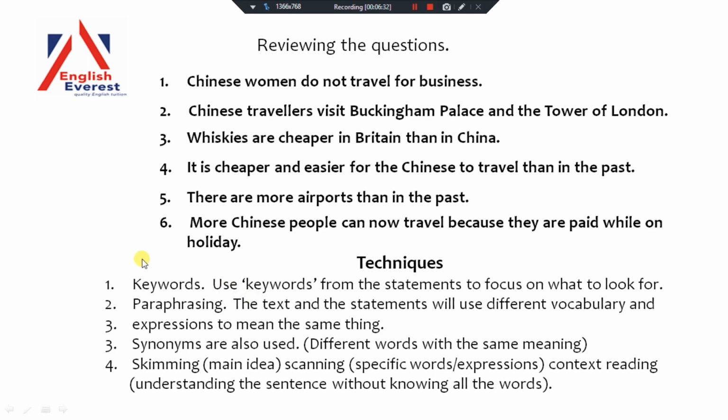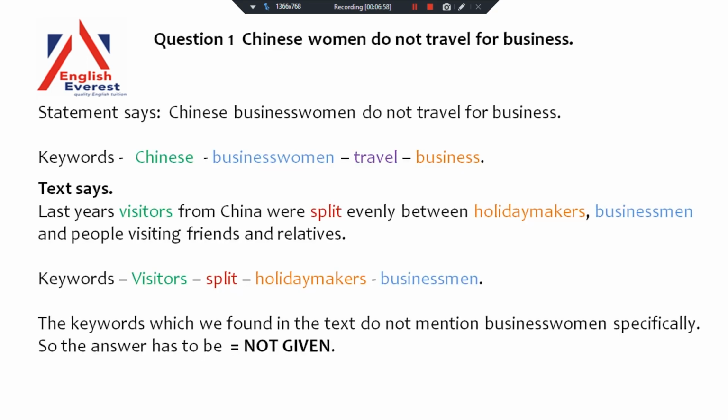Again, here you've got your techniques. Use keywords to focus on what to look for. Paraphrasing. The text in a statement will use different vocabulary and expressions to mean the same thing. Synonyms are also used. Skimming, scanning, context reading are, again, the skills. So it's just a little review of what you need to do to answer the questions.